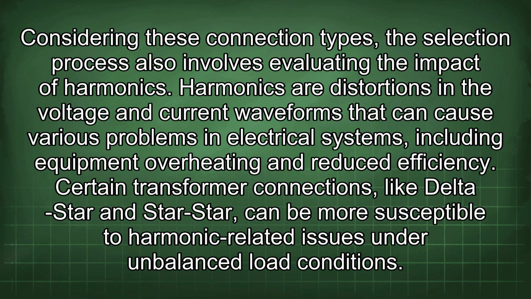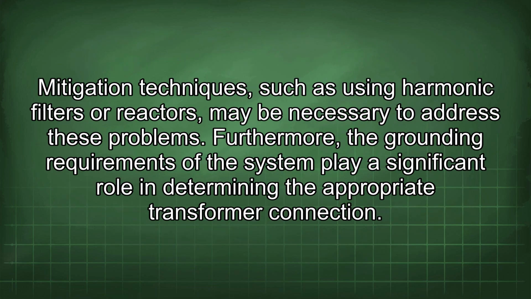Certain transformer connections, like delta star and star star, can be more susceptible to harmonic-related issues under unbalanced load conditions. Mitigation techniques, such as using harmonic filters or reactors, may be necessary to address these problems. Furthermore, the grounding requirements of the system play a significant role in determining the appropriate transformer connection.